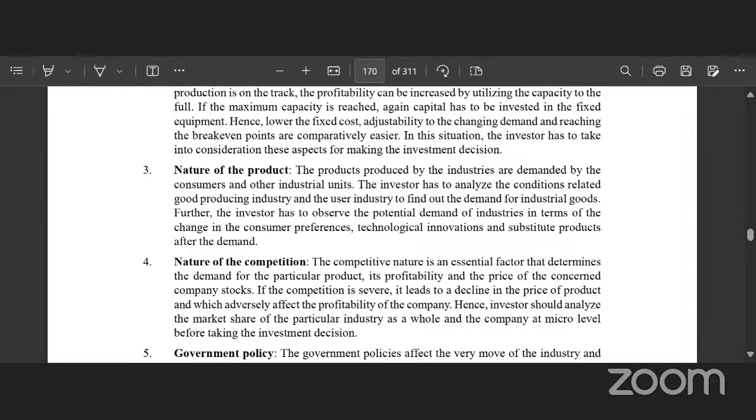The nature of the product, right? So what does it mean by nature of the product? It means the products produced by the industries are demanded by the consumers and other industrial units. So if the demand for the products is good, then the industry will be good. Otherwise, it won't.